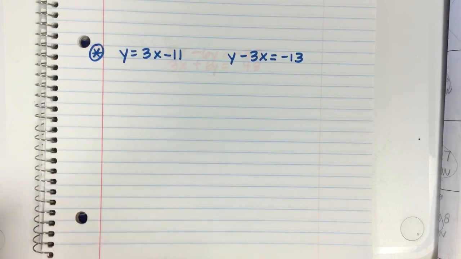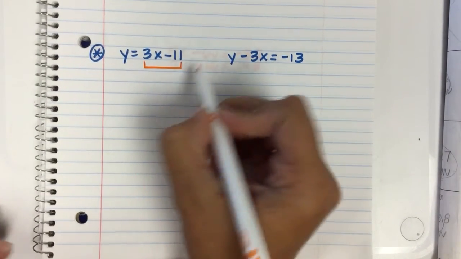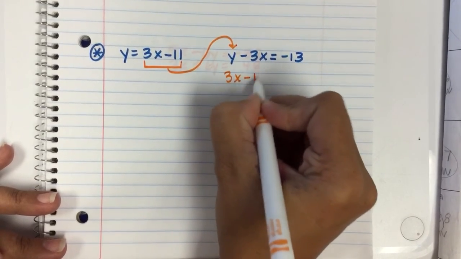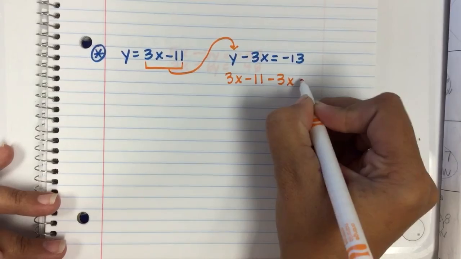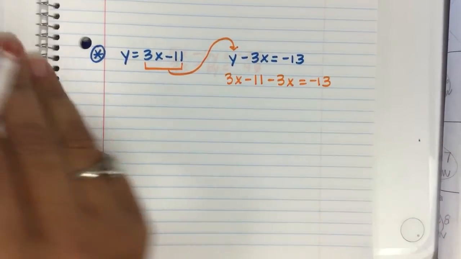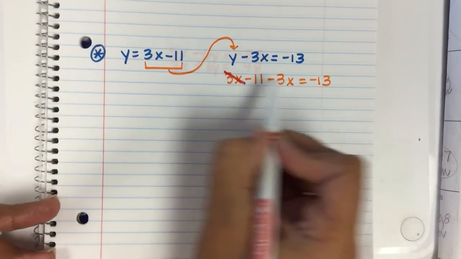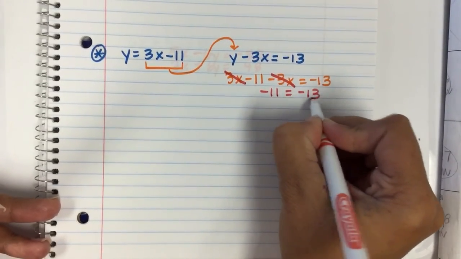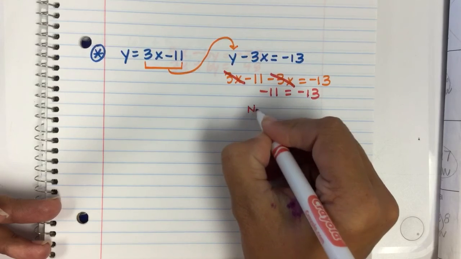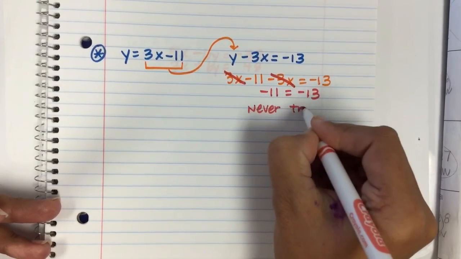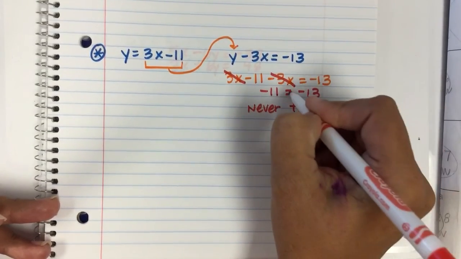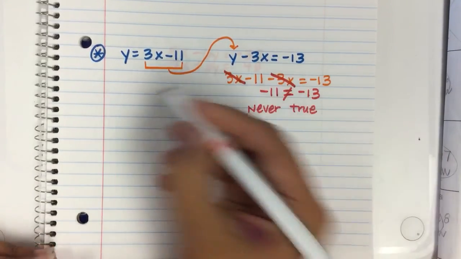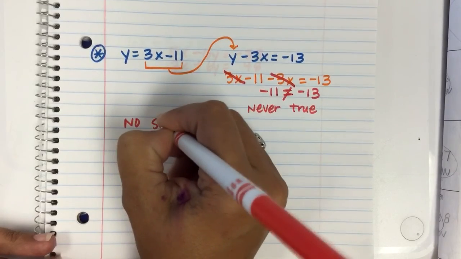All right, and the last one for today, y is equal to 3x minus 11. We're going to put that in the place of y. So 3x minus 11 minus 3x is equal to negative 13. Positive 3x, negative 3x is 0, so that's negative 11 is equal to negative 13. Well, this is never true. Negative 11 is not equal to negative 13. So if it's never true, the answer is no solution.